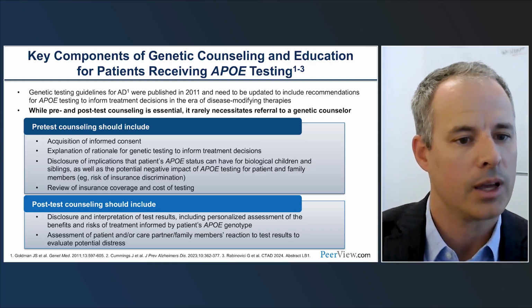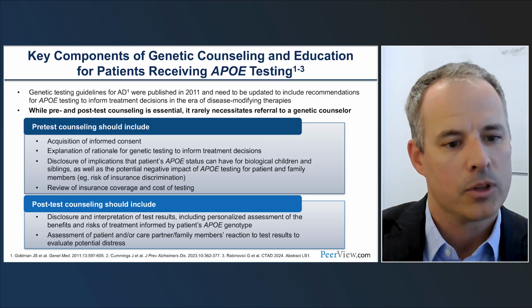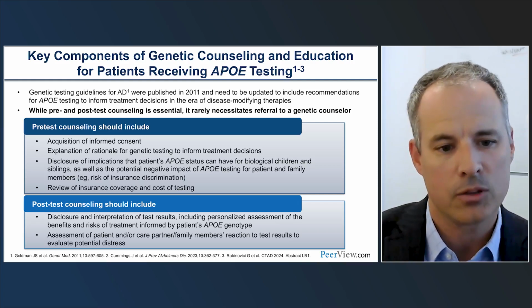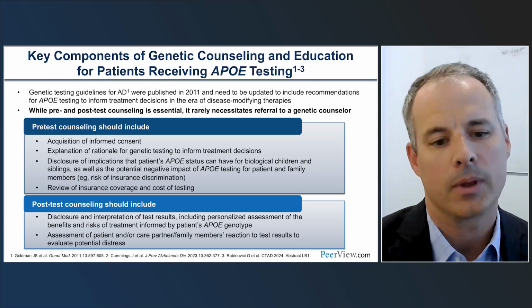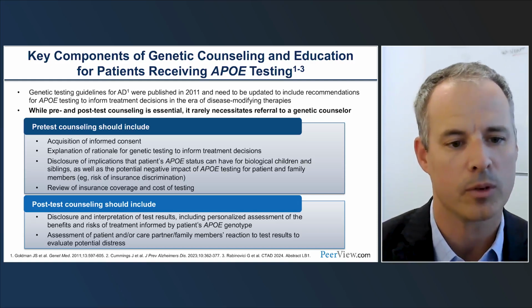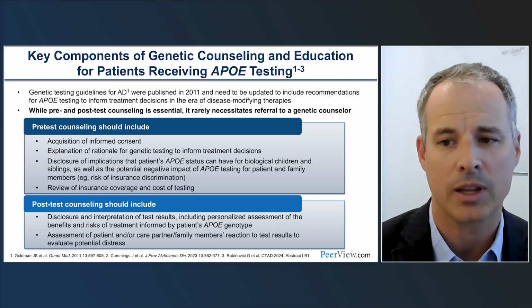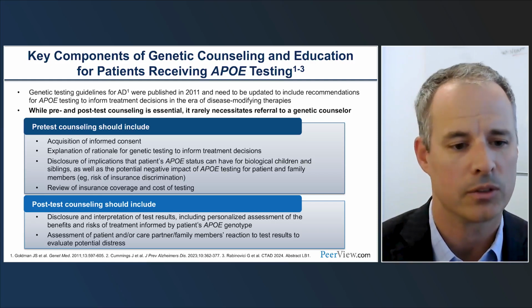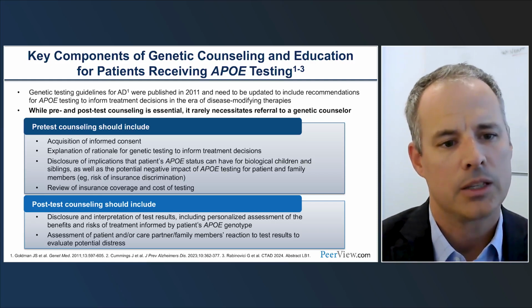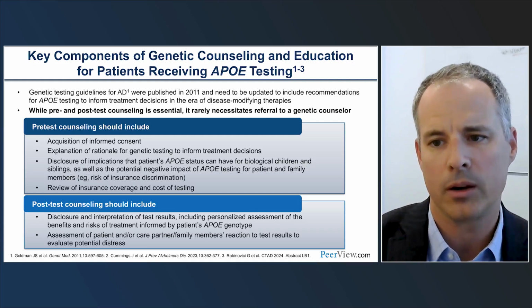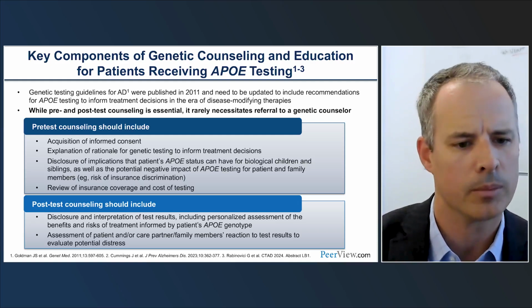In the past, the guidelines suggested that we should have informed consent, which continues to be the case, a rationale for the genetic test, disclosure of implications for patients' APOE status, particularly understanding the impact that this can have on their biological children and their understanding of their risk of Alzheimer's disease, or siblings or other members of the family, and the potential negative effect they can have. And that's still a consideration I have to consider. And a review of insurance coverage and cost of testing, which is something that we'll talk about. We'll also talk a bit more about genetic counseling and if that's necessary or required for APOE testing in this new paradigm.